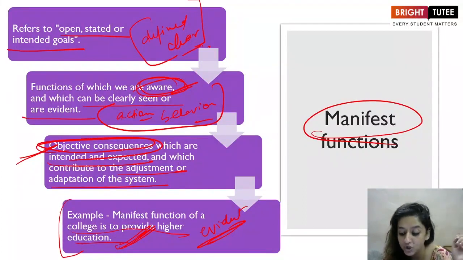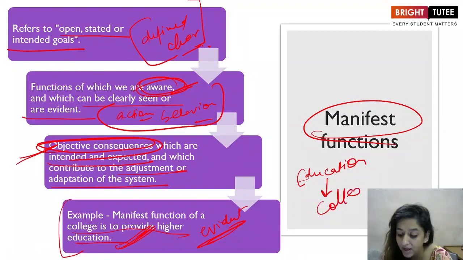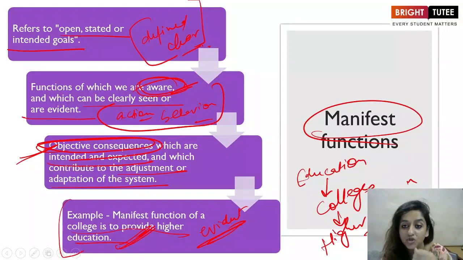So you have an education system. In that particular system, you have colleges playing their role, and under colleges you have their role of imparting higher education, and that is what manifest functions are.